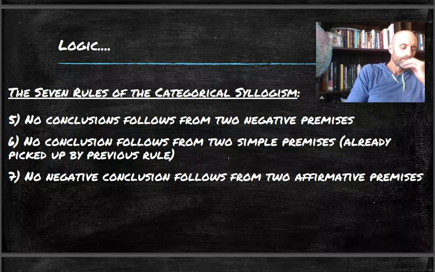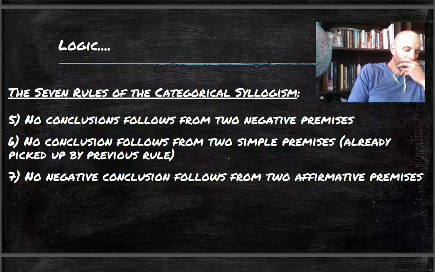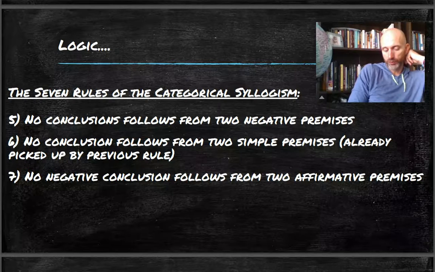So again, read over that. Rule 6: no conclusion follows from 2 simple, particular premises. Again, a good example down here about premillennialism, which is just an eschatological view in regards to the return of Christ, and its relation to some Roman Catholics and some charismatics and so on and so forth.